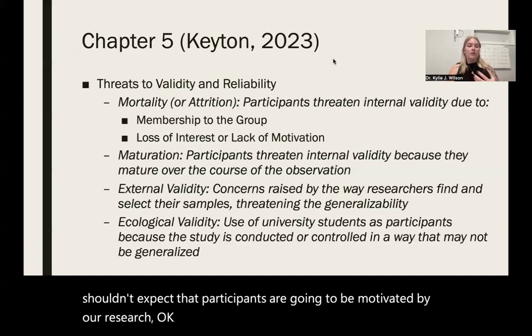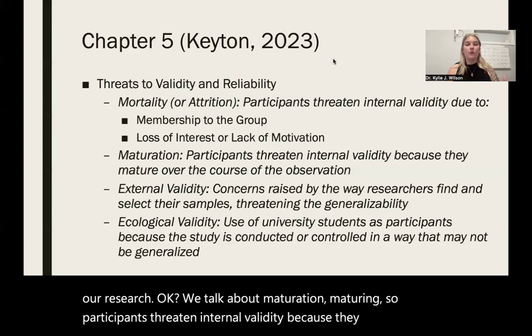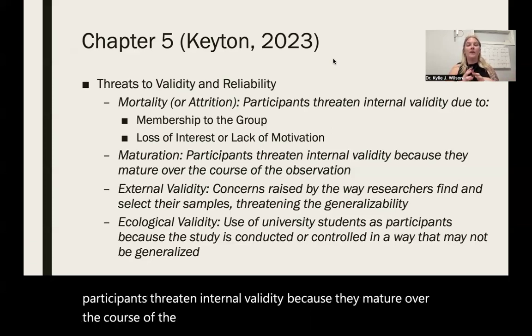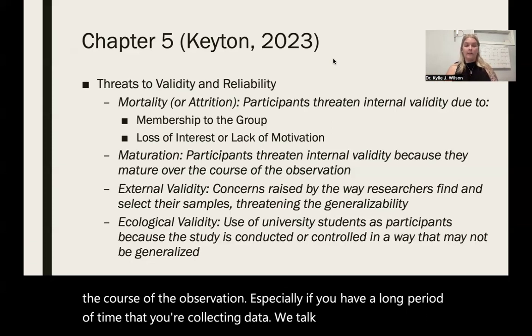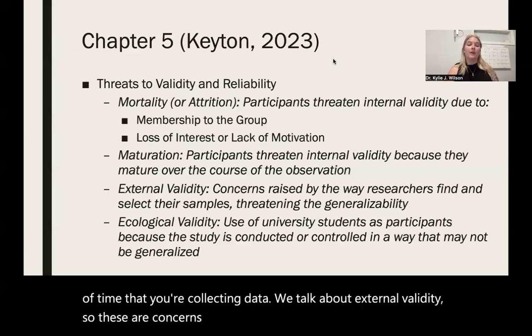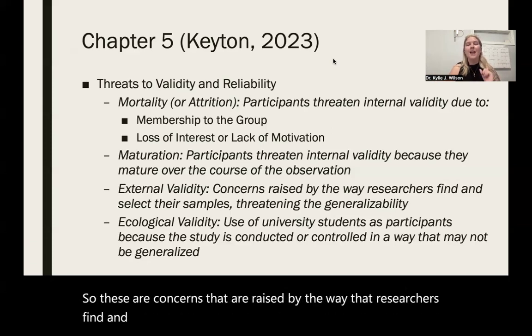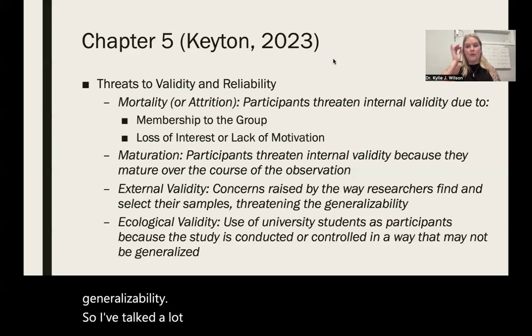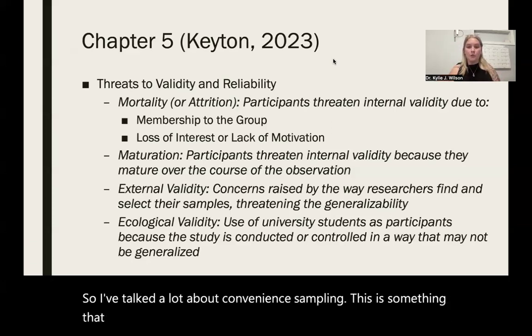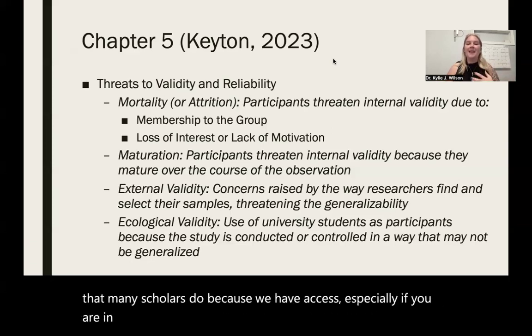We talk about maturing. So participants threaten internal validity because they mature over the course of the observation, especially if you have a long period of time that you're collecting data. We talk about external validity. So these are concerns that are raised by the way that researchers find and select their samples, and that can threaten generalizability. So I've talked a lot about convenience sampling. This is something that many scholars do because we have access, especially if you are in academics, we have access to undergraduate populations.